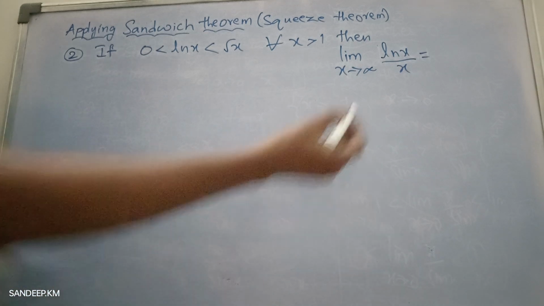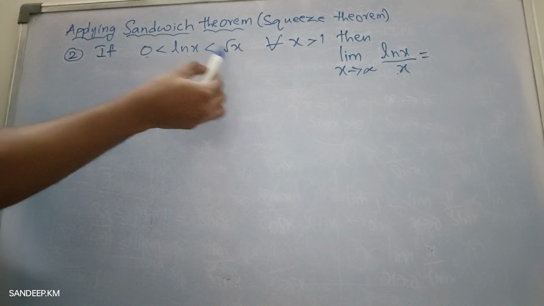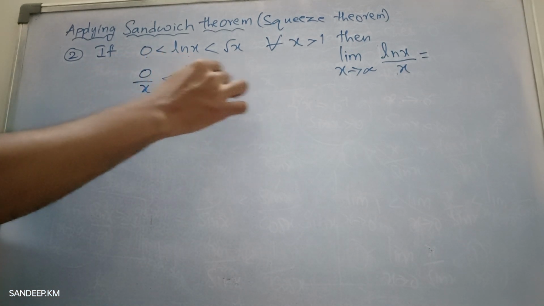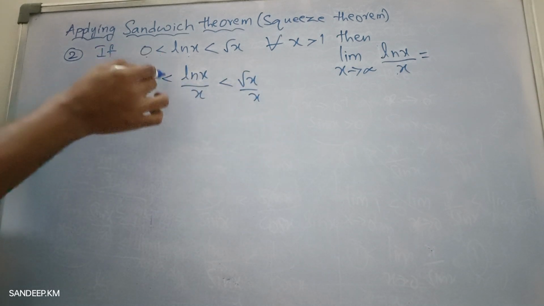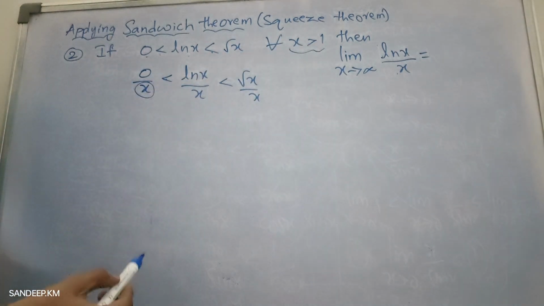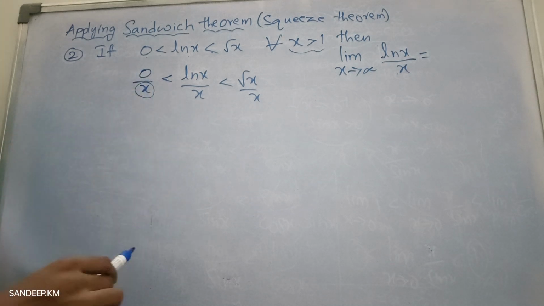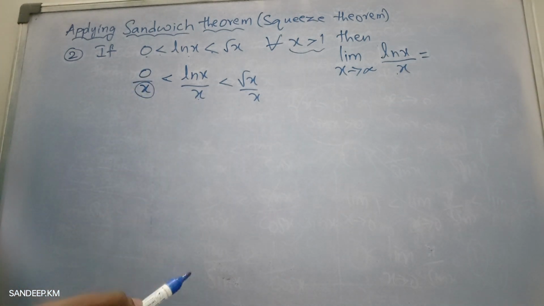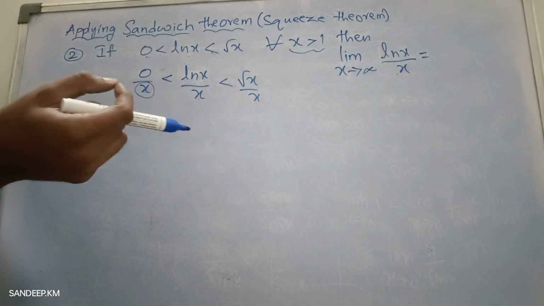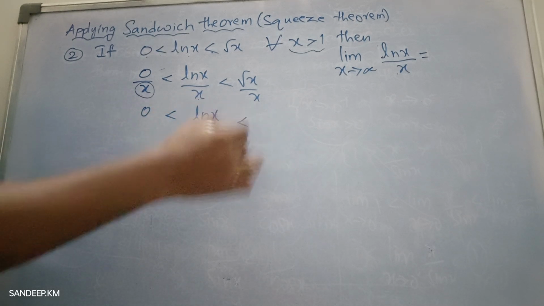So step 1, I want ln x divided by x, correct or not? So here also what I will do is divide with x here, here and here. And observe: 0 by x less than ln x by x less than root x by x. I did not change the inequality because you are dividing with x and x is positive. x is more than 1 now. So you are dividing with some positive number, so the inequality did not change. If you are dividing with x which is a negative number, you are supposed to change the inequality; greater than will come. Okay, now all these minute basics are important. 0 less than ln x by x less than root x by x.